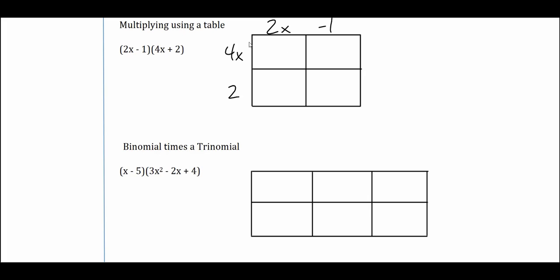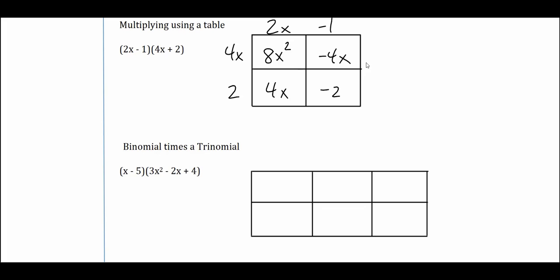And then multiply. 4x times 2x goes in the box right here. That's 8x squared. 4x times -1 is -4x. 2x times 2 goes in this box here, which is 4x. And then 2 times -1 is -2.